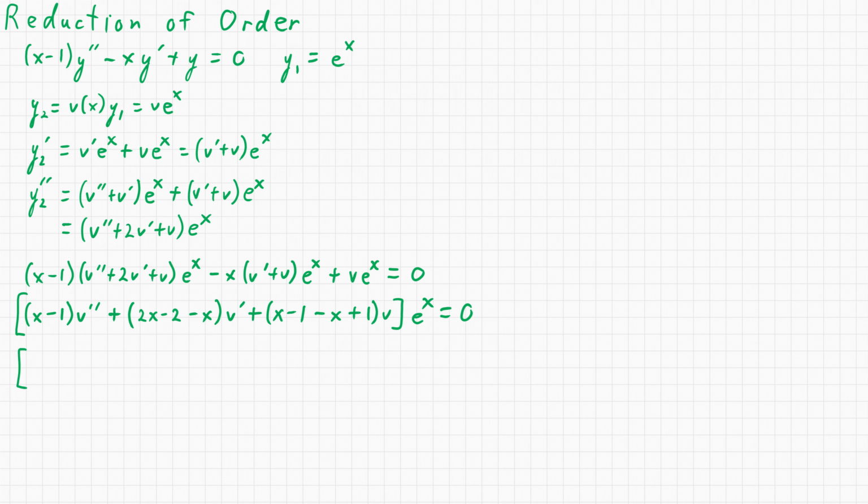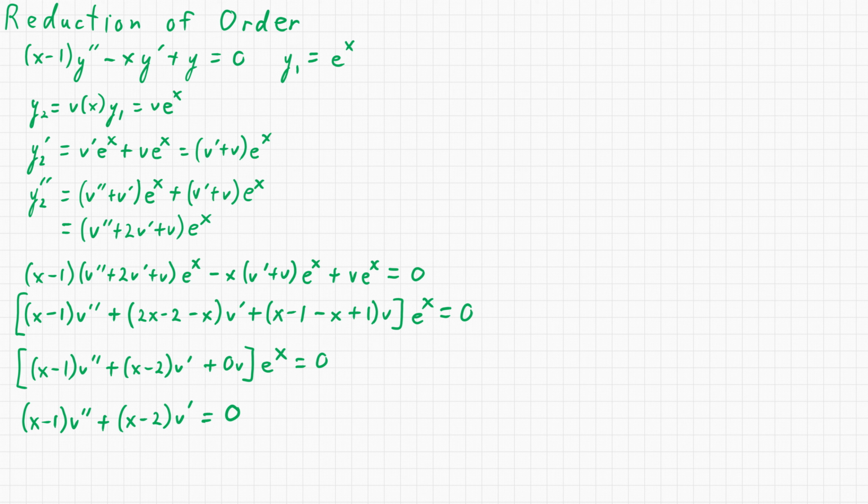Simplifying this, we end up with x minus 1 v double prime. 2x minus x, so x minus 2, times v prime. And then x minus x and negative 1 plus 1, we end up with 0 v's, so it looks like there's a good chance I did the algebra correctly. So e to the x equals 0. We can essentially divide both sides by e to the x. It's never 0 no matter what x is. So the new differential equation to solve is x minus 1 v double prime plus x minus 2 v prime equals 0.